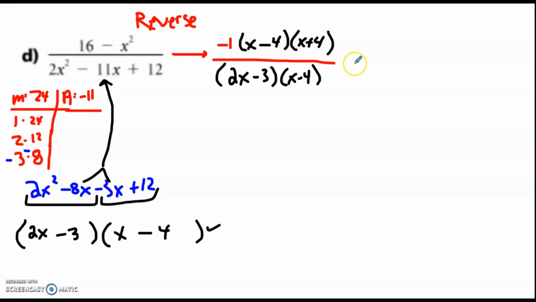Like that. Now I can see that there are a few things that cancel. And by a few things, I mean one thing. X minus 4 divided by x minus 4 would be 1. So I can cancel those out. And I can now write my final answer. I'm going to throw the negative in front of the fraction, and I'm going to get x plus 4. That's all I have left in the numerator.